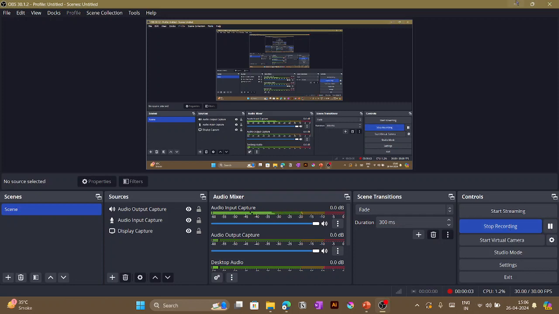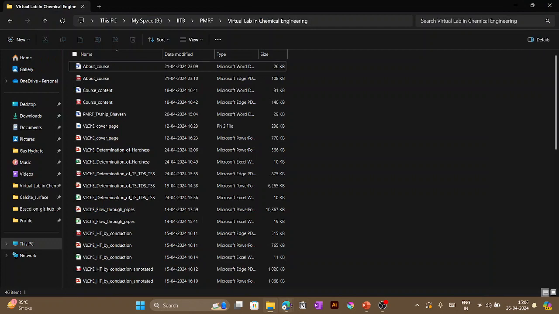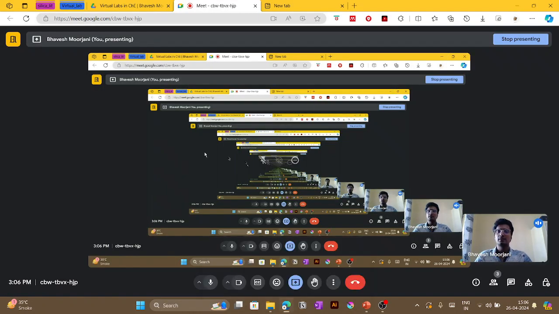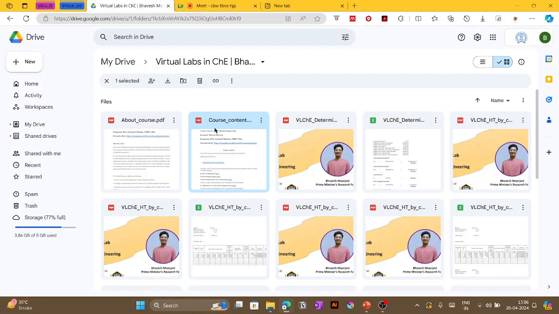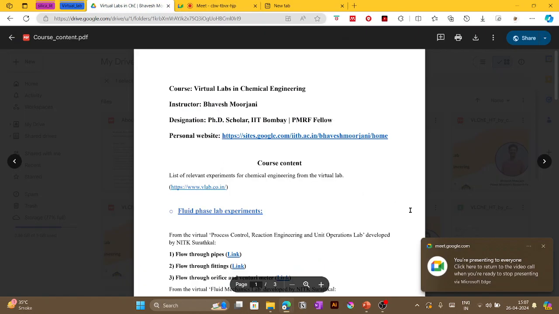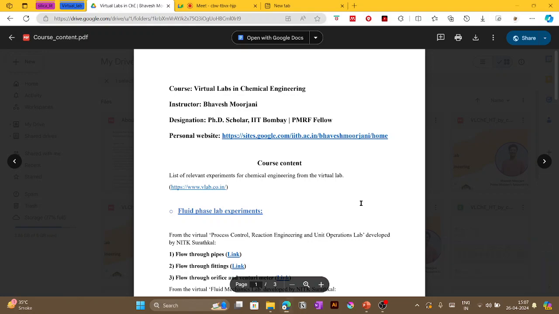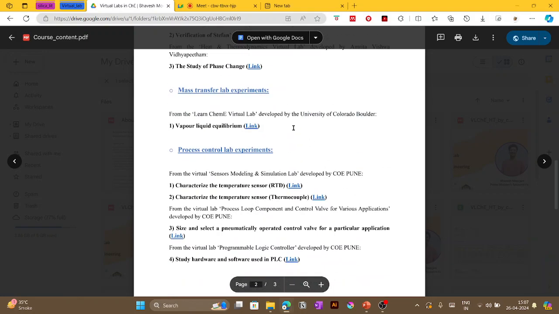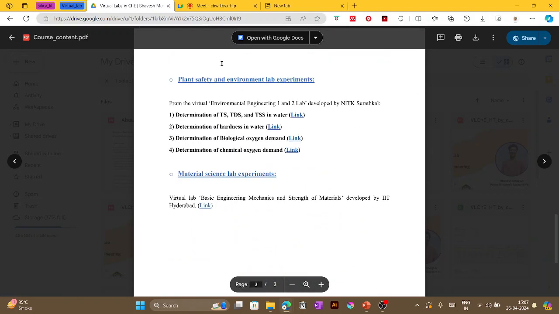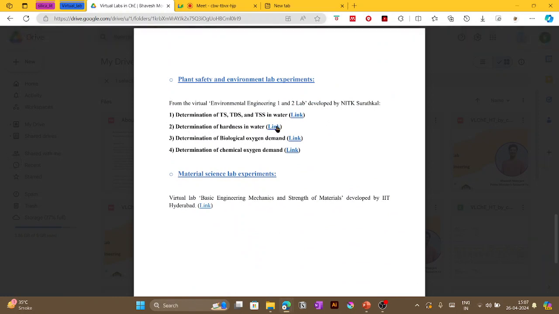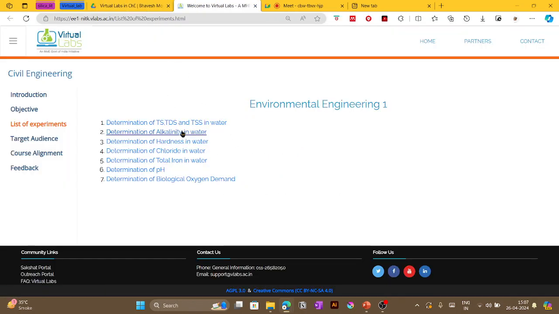So let's begin. Today we will be performing an experiment which is related to finding hardness of water. This is an experiment which comes under the environment laboratory. If you look in your course content list, under the plant safety and environment lab experiments, we have determination of hardness of water. Go to this link and here you will find the list of experiments from which we will be performing this experiment today.